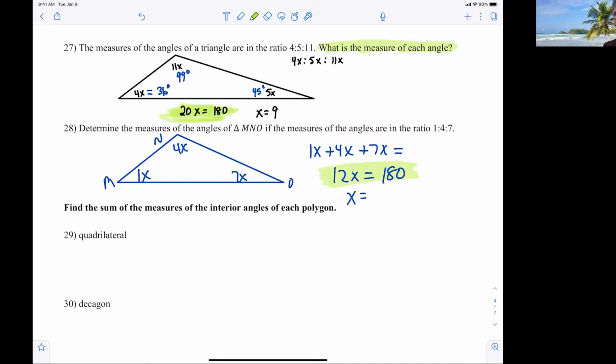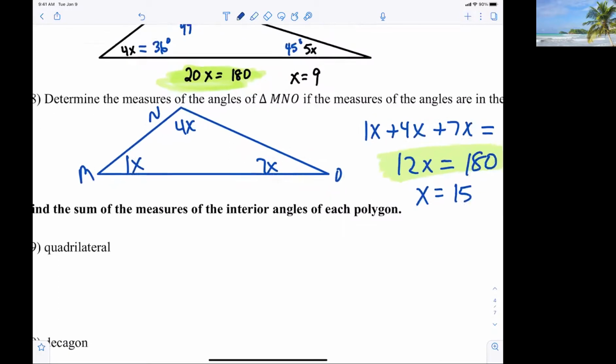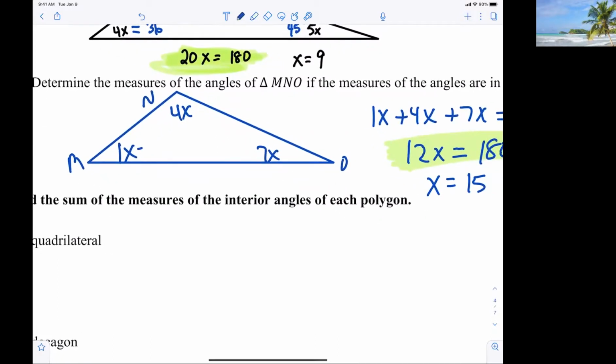Hurry up, tell me what 180 divided by 12 is. Okay, now what do I do with these, KK? What do I do with x equals 15? How do I figure out what m is? Or what is m? So 1 times 15 is what? All right, what about n? What do I do for that?